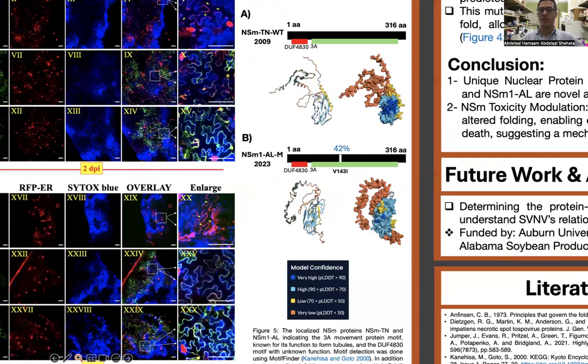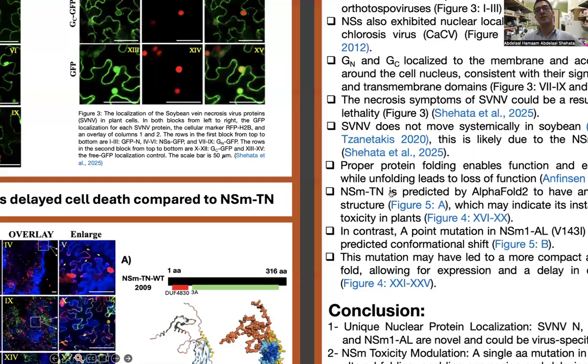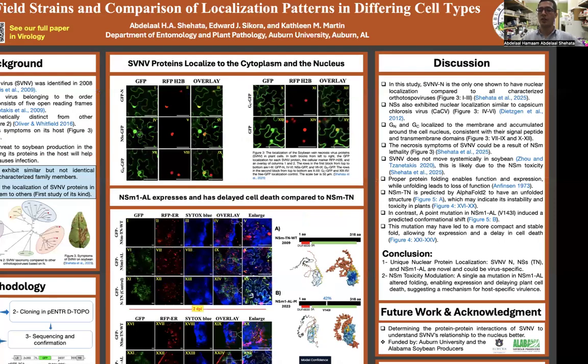So when we look at this as a bigger picture, we basically found that SVNV proteins have a stronger association with the nucleus, and this is very unique. Only the capsicum chlorosis virus, which is another orthotospovirus within this clade here, was able to localize in the nucleus, but this was only NSS. SVNV showed that N, NSS, and NSM all localize in the cell nucleus. And this indicates that SVNV is unique within the orthotospoviruses and might have a different infection or replication cycle. Maybe it has a stronger association with the nucleus.